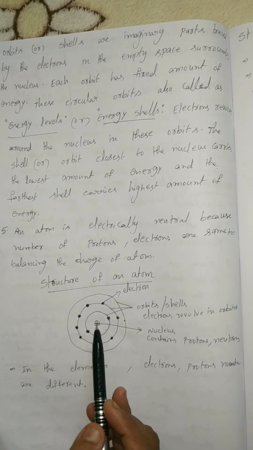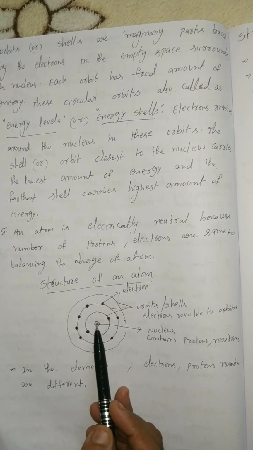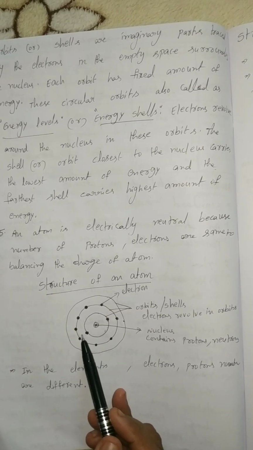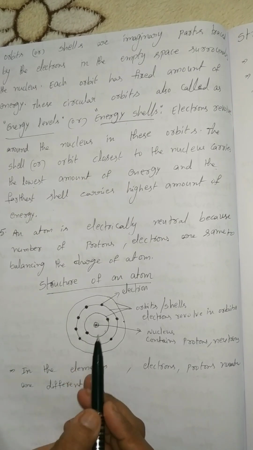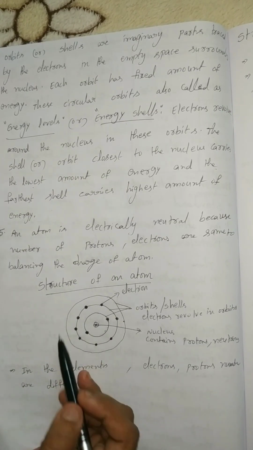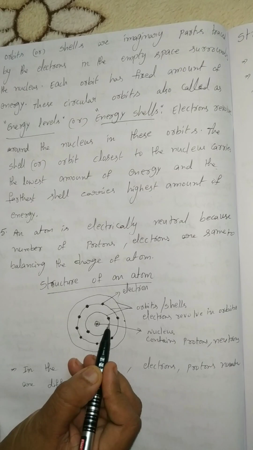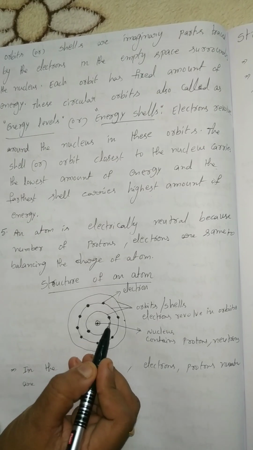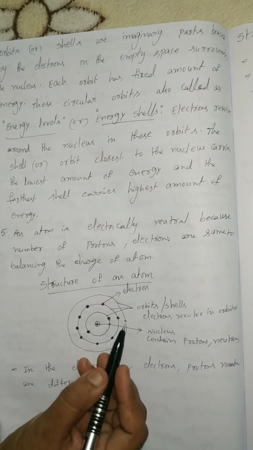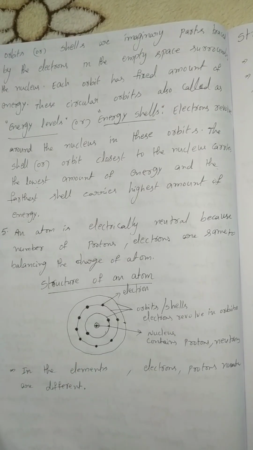This is the nucleus. The nucleus has protons and neutrons, both called nucleons. These are shells or orbits. So the nearest orbit to the nucleus has the lowest energy and the farthest orbit has the higher energy.